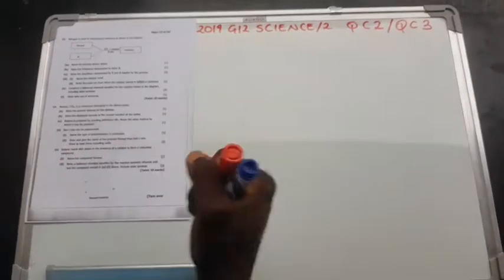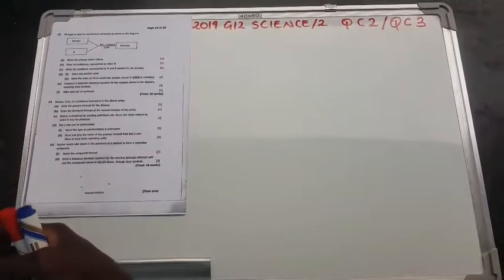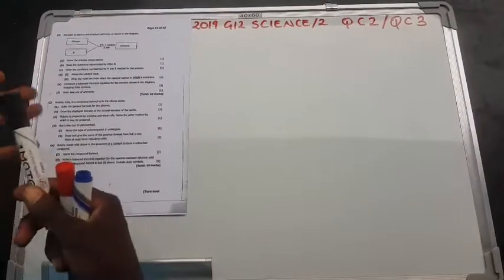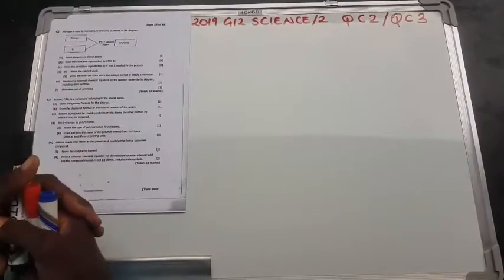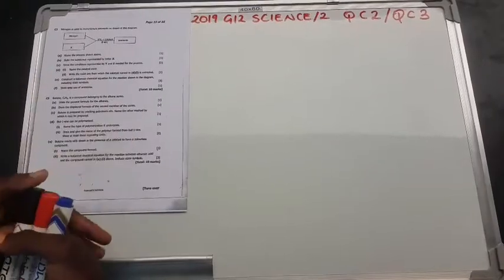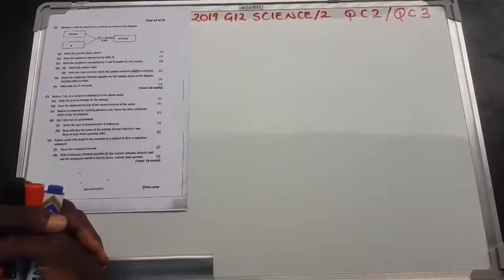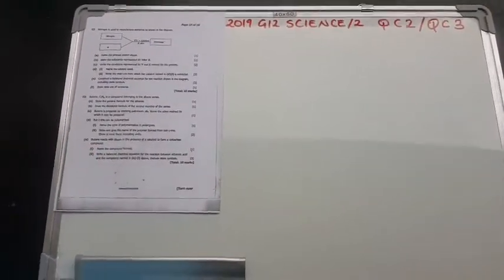Welcome guys to another video in chemistry. Today we'll look at two questions, that is the manufacture of ammonia and part of organic chemistry. So let's go to question 1.